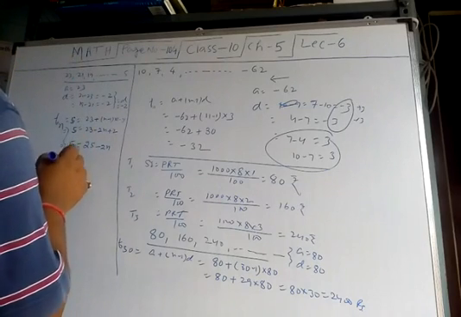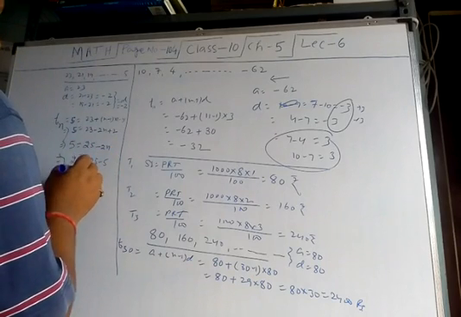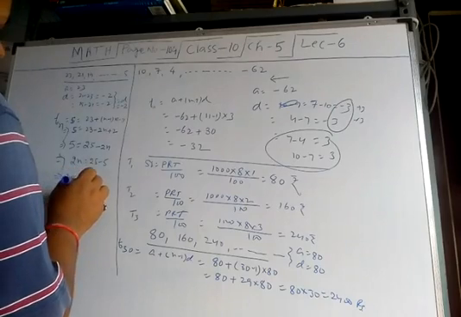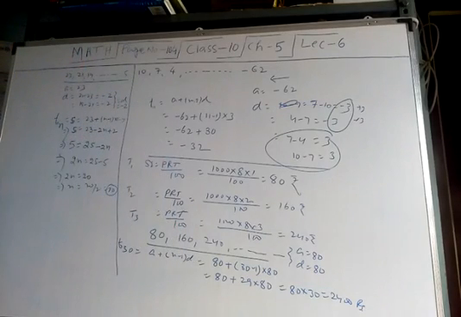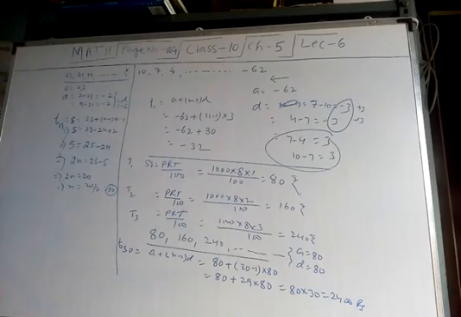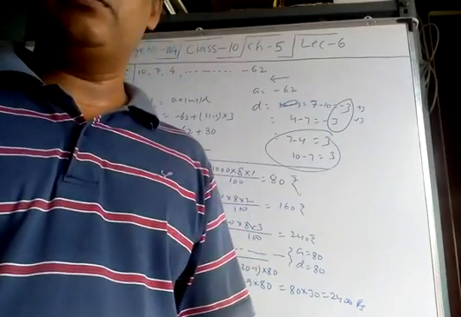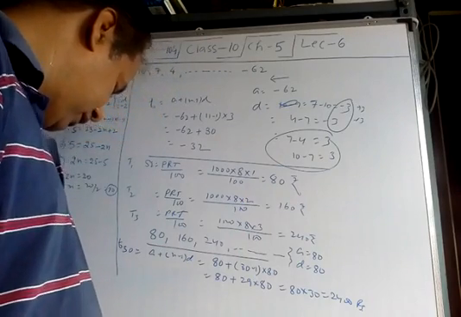This implies 2n is equal to 25 minus 5. This implies 2n is equal to 20. So n is equal to 20 by 2, that is 10. So this is the 10th term, and this is the required answer. The number of rows is 10. So now exercise 5.2 is there. We have to solve all the questions of this exercise, sub-questions and questions also, and we will go further.